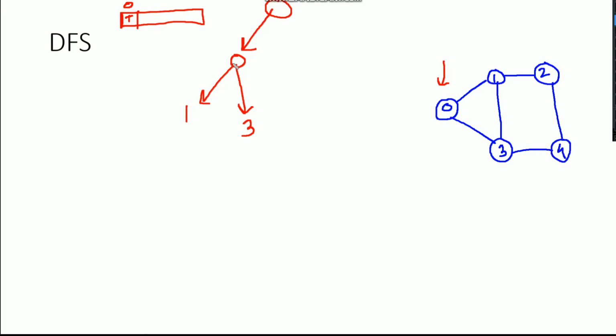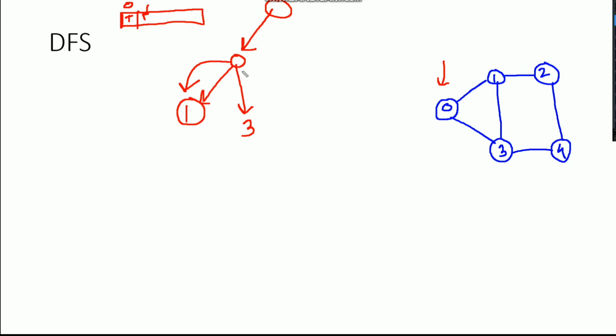Now from vertex 0, I have two options: either go to 1 or go to 3. Suppose from vertex 0, I'll be moving to vertex 1. I'll mark vertex 1 as true and start exploring vertex 1. Basically, the moment you are starting from a vertex and iterating its adjacent vertices, if you find any unvisited vertex, then leave the current vertex and start exploring the unvisited vertex.